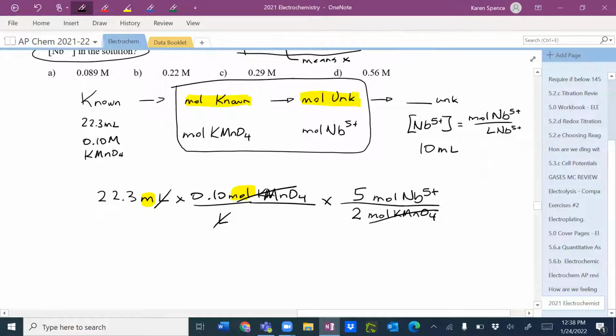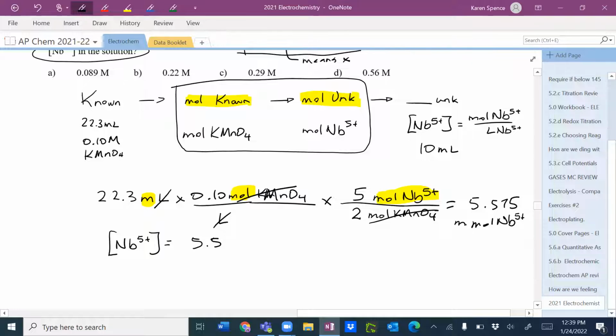So now all we have left is millimoles of Nb5+. And we're going to put an equal sign at the end of that. So 22.3 times 0.1 times 5 divided by 2 is 5.575 moles Nb5+. So the concentration of Nb5+ is equal to 5.5. Oops, sorry, that's millimoles.